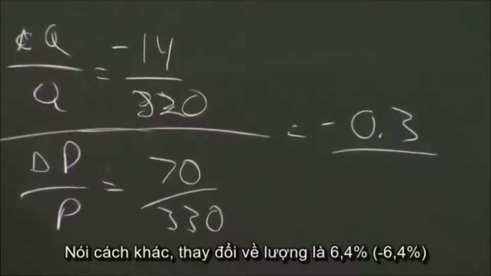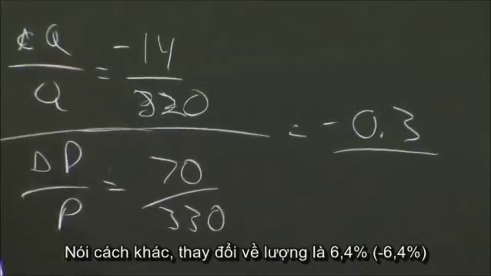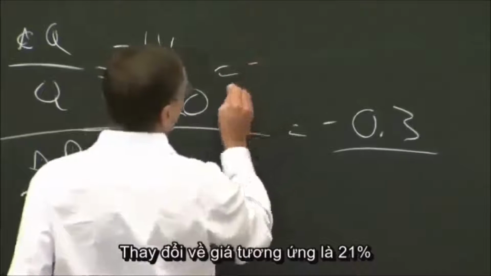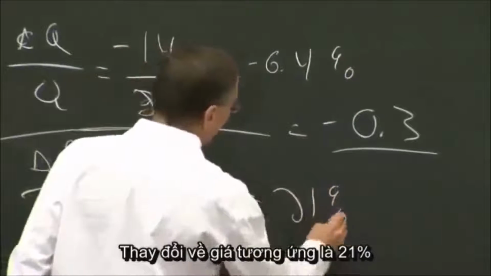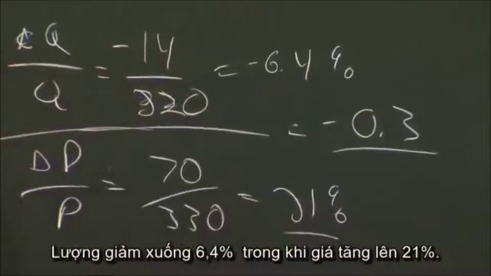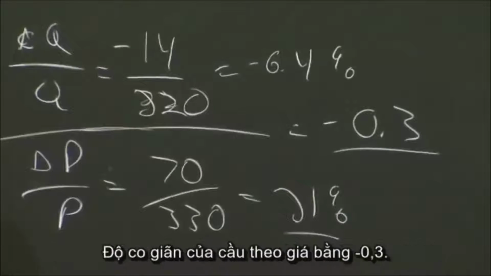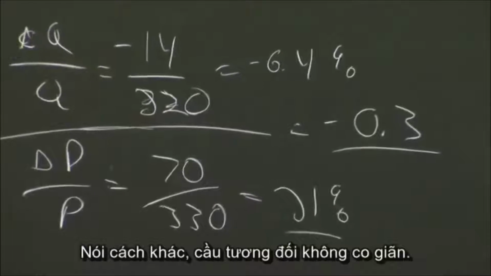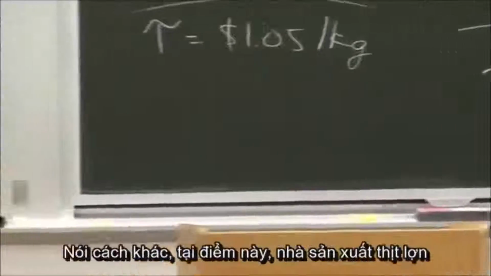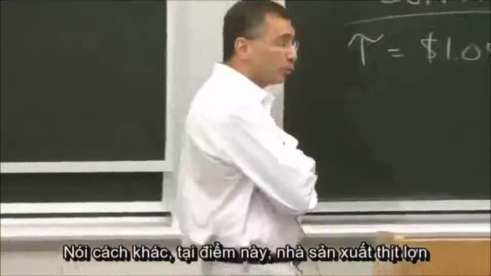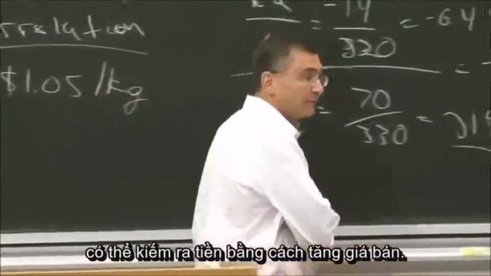Or in other words, there's a 21% change in price, and quantity falls by 6.4%. So quantity falls by 6.4% when price goes up by 21%, that's a price elasticity of minus 0.3. That's a relatively inelastic demand. It's not perfectly inelastic, but it's relatively inelastic. In other words, at that point, pork producers could make money by raising the price.